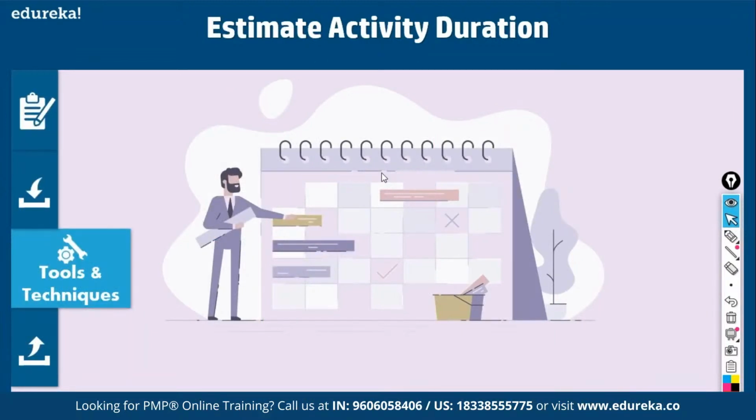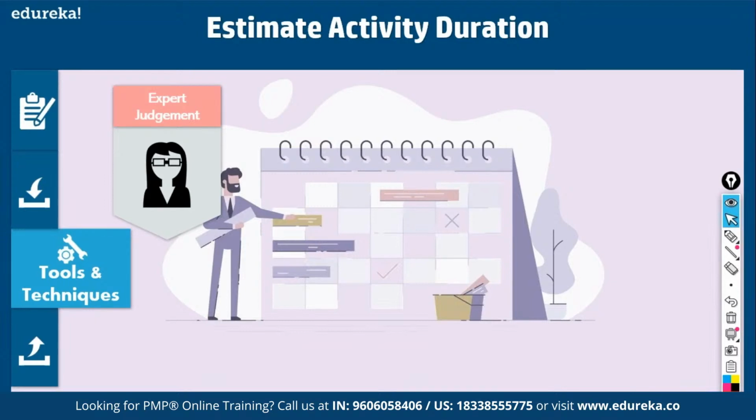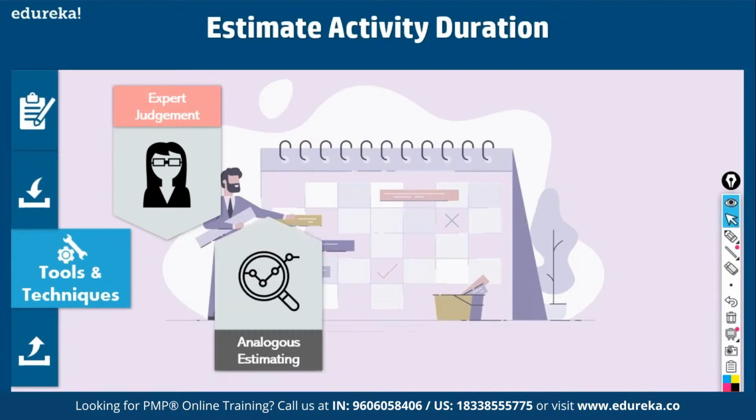Tools and techniques will be expert judgment. It is a common tool and technique. Likewise, analogous estimating. See, it is like this. When you start a project, you'll have analogous estimating. What is analogous? You take an earlier project as an example, and based on that, you come up with an estimate. Then as you start planning for the project, you go for parametric estimating, a bit more detailed. You've completed one phase, you're going from one phase to the next phase.